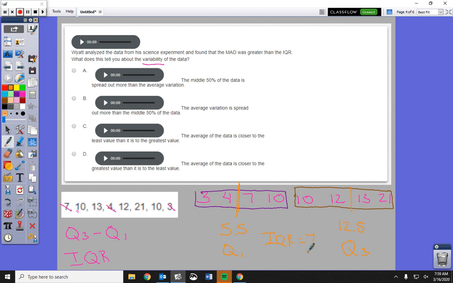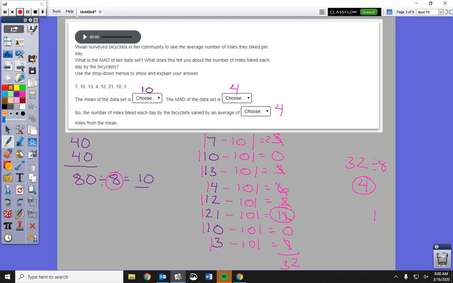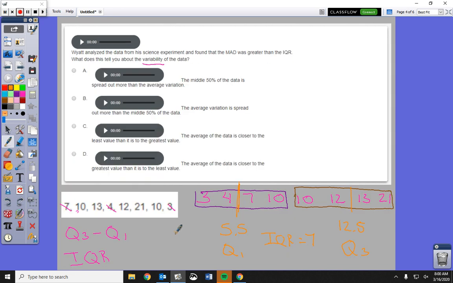We already know that the mean for this, I think, let's go back, what did we say it was? 10. All right, the mean for this was 10. And we know that the MAD for that data set was 4. Now, since the IQR is larger than the mean absolute deviation, it means we have a larger range here. We have more variability between there. If we have a small IQR, it means the variability is very tight.